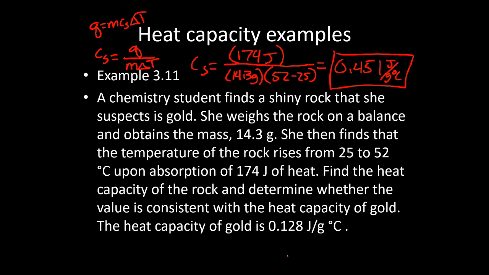Did the chemistry student strike it rich? No. Unfortunately, she did not. She probably has some pyrite that has too high of a specific heat capacity to be gold. If it was really close, if it was like 0.13 something, you might be able to say, oh, it might just have some impurities in there, and that's why its specific heat capacity is off a little bit. But being nearly 4 times higher than it should be, it's definitely not gold.